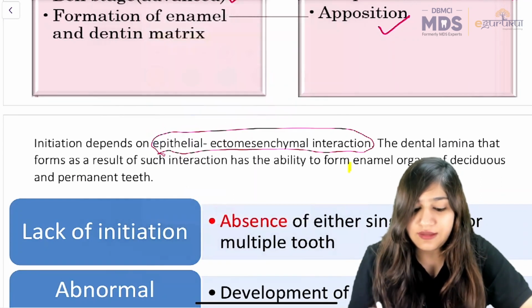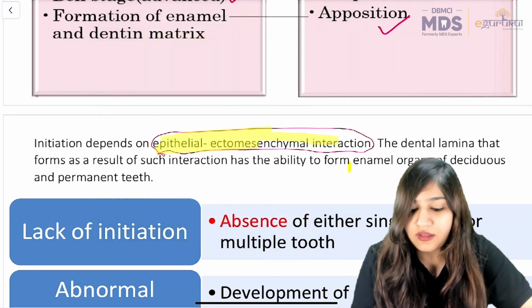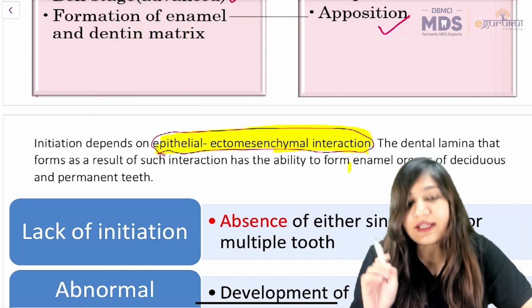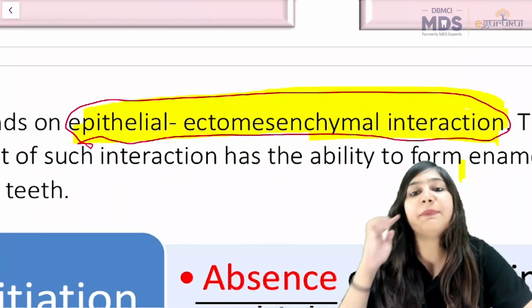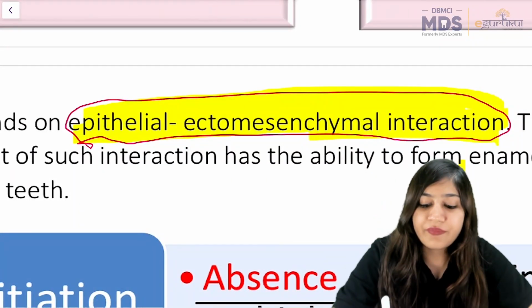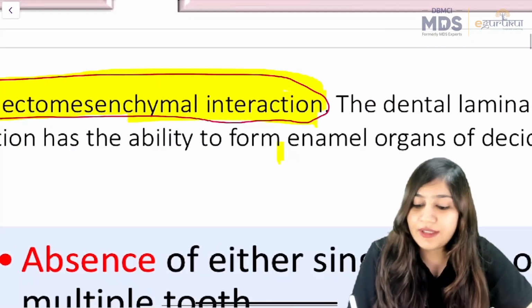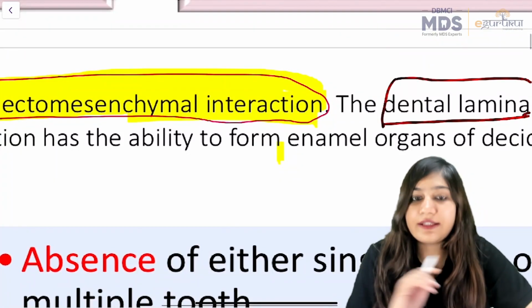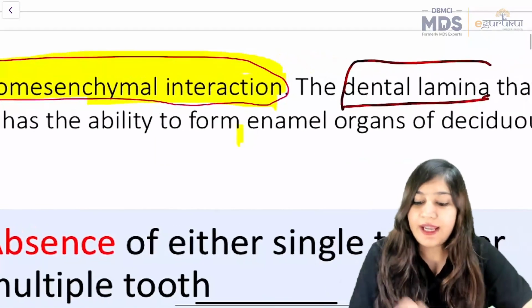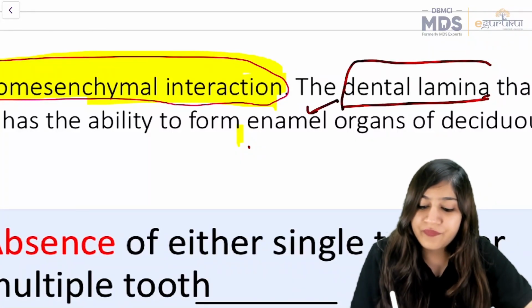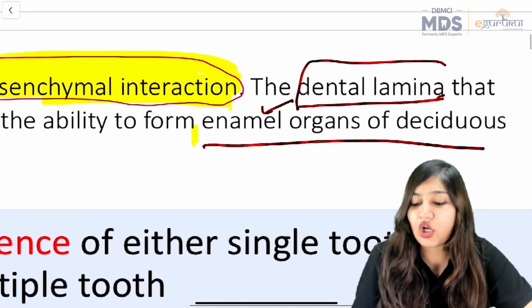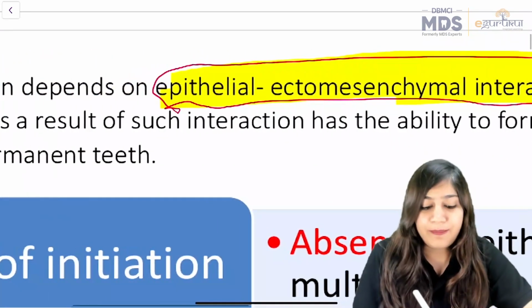So what is initiation? It is mainly epithelial mesenchymal interaction. And because of this interaction, we get what? Dental lamina. Dental lamina formation takes place. And dental lamina is basically involved in formation of enamel organ of deciduous and permanent teeth.